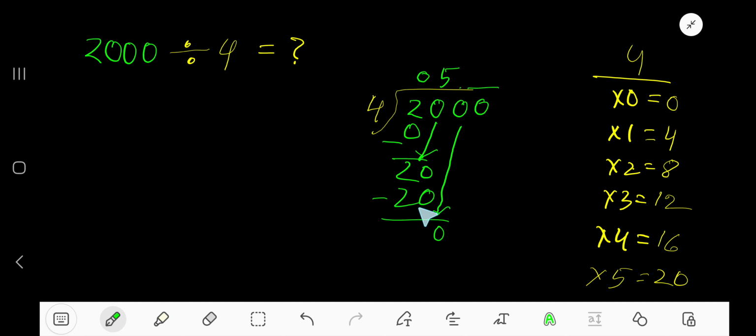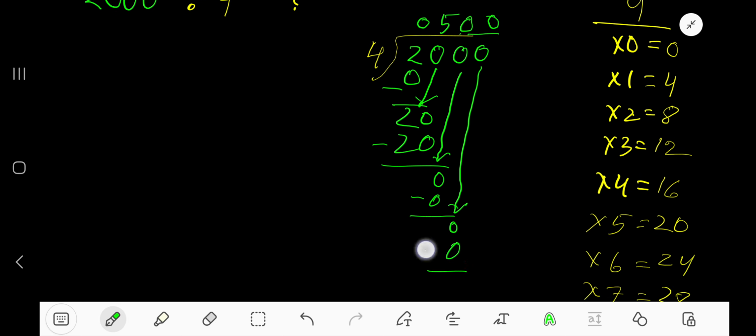0 0 means 0. 4 goes into 0 0 times. 0 times 4 is 0. Subtract 0, bring down this 0. 0 0 means 0. 4 goes into 0 0 times. 0 times 4 is 0. Subtract 0. As our remainder is 0, we are done.